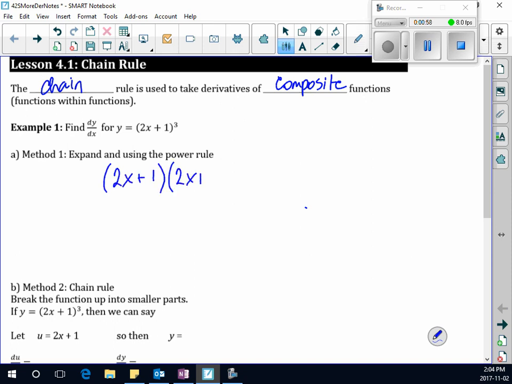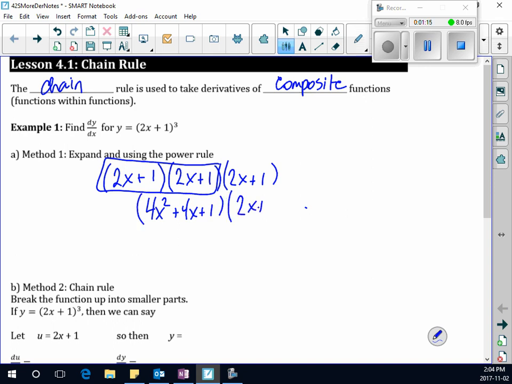Okay, so the first thing we're going to do is do this FOIL. So what do we get there for that FOIL? 4x squared, outer and inner gives me plus 4x plus 1. So now I have to multiply that by 2x plus 1, yes? So now the only way we know how to do this is with a distributive property. So we're going to take 4x squared and multiply it by both of them. So we're going to get 8x cubed and plus 4x squared.